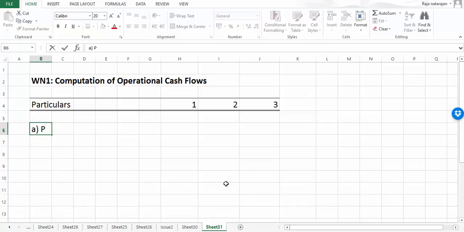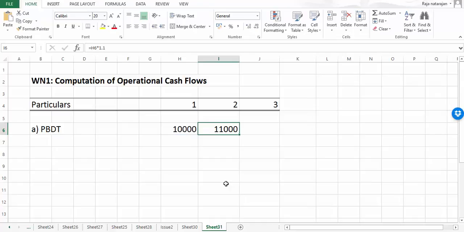Item number A, PBDT, that is profit before depreciation and tax, for year 1 is going to be 10,000. For year 2 you have to apply 10%, so 10,000 multiplied by 1.1, so that includes 10% inflation. So 10,000 plus 10% is going to be 11,000. And for year 3 this should include 10%, that is 11,000 into 1.1, so it is 12,100. In this way you have your earnings before depreciation and tax after factoring inflation.